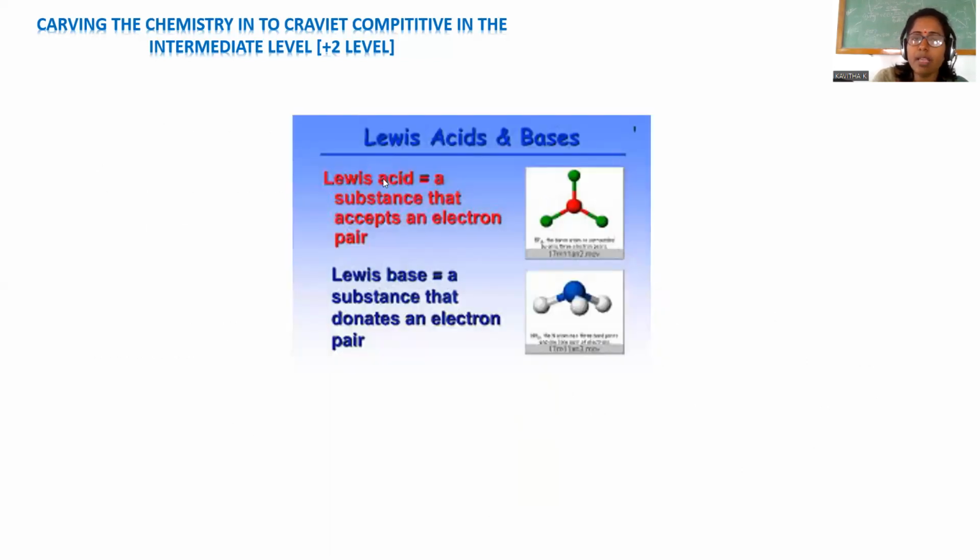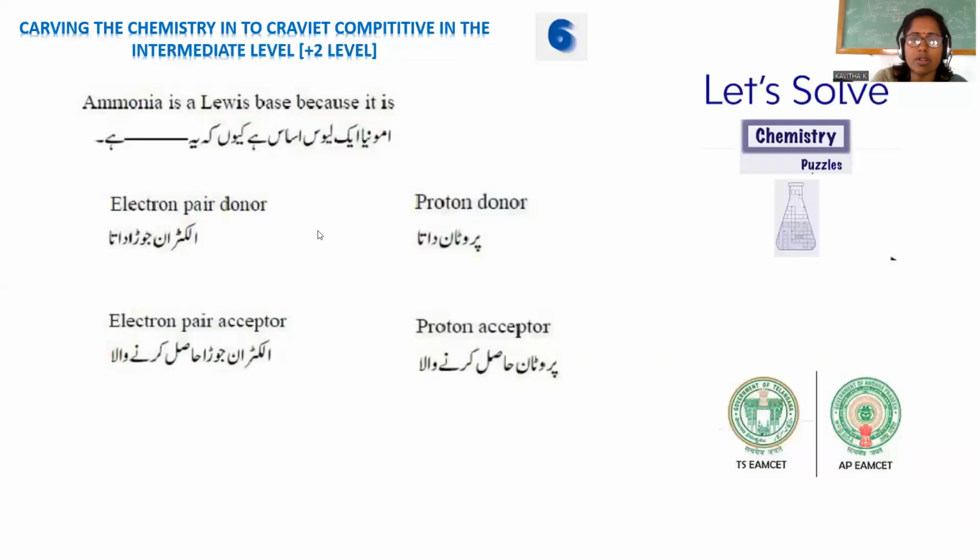In simple way, Lewis acid is the substance which has tendency to accept the electron pair, and Lewis base is the substance having tendency to release the electron pair, right? So in this context, ammonia is a Lewis base because it is an electron pair donor. So that option number 1 will be the correct answer.